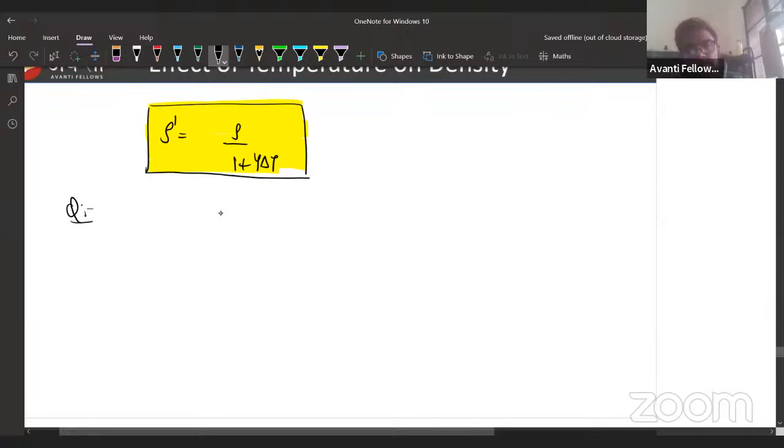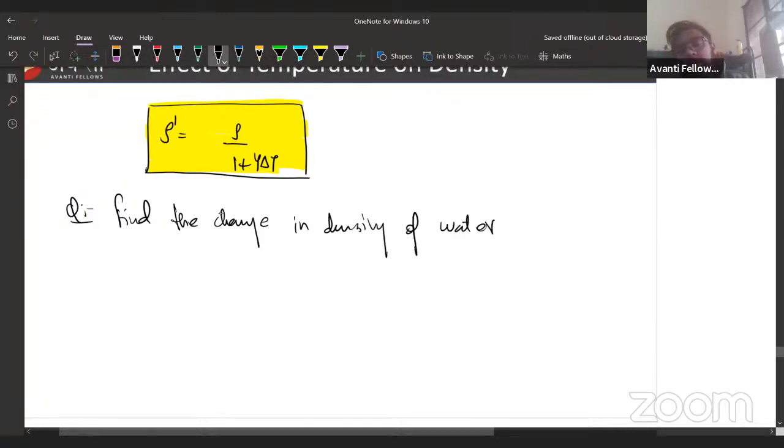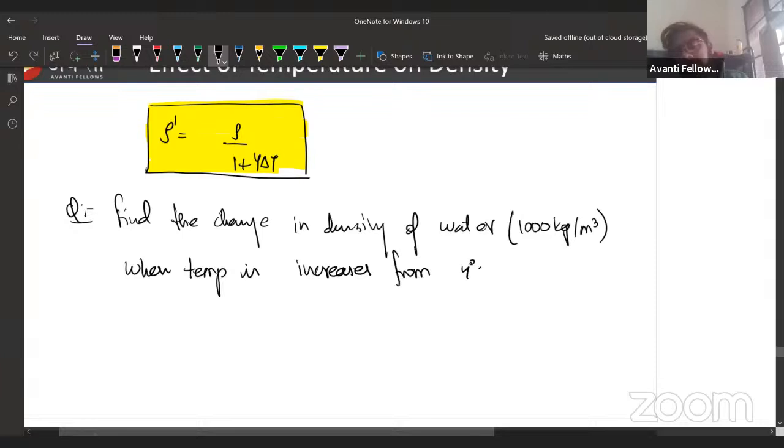Question. Find the change in volume, not volume, find the change in density of water. What is the density of water? 1000 kg per meter cube, right? When temperature is increased from 4 degrees Celsius to 10 degrees Celsius.